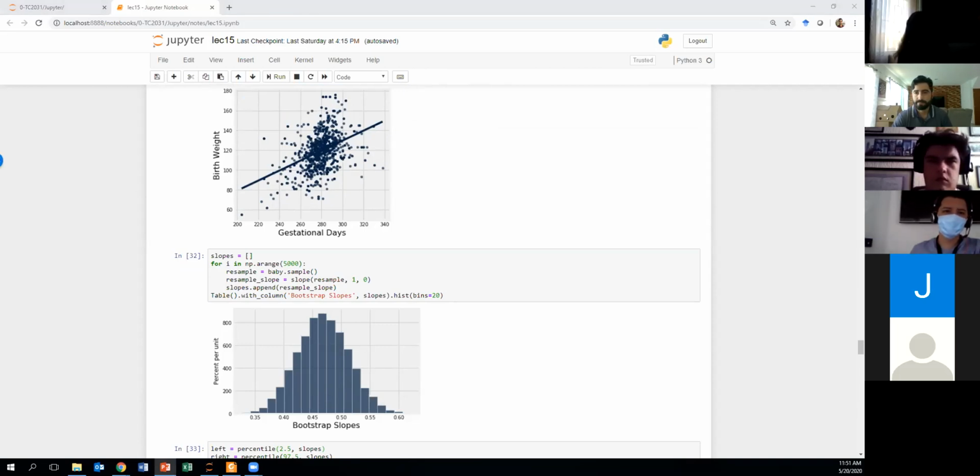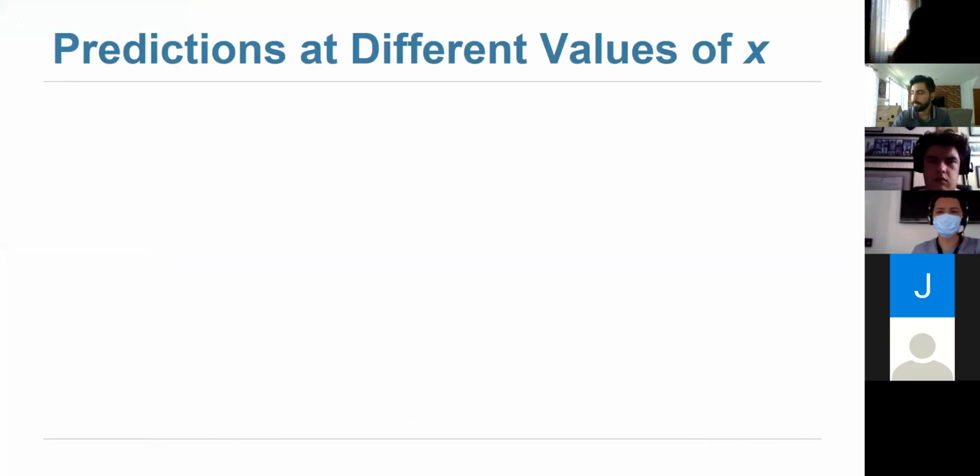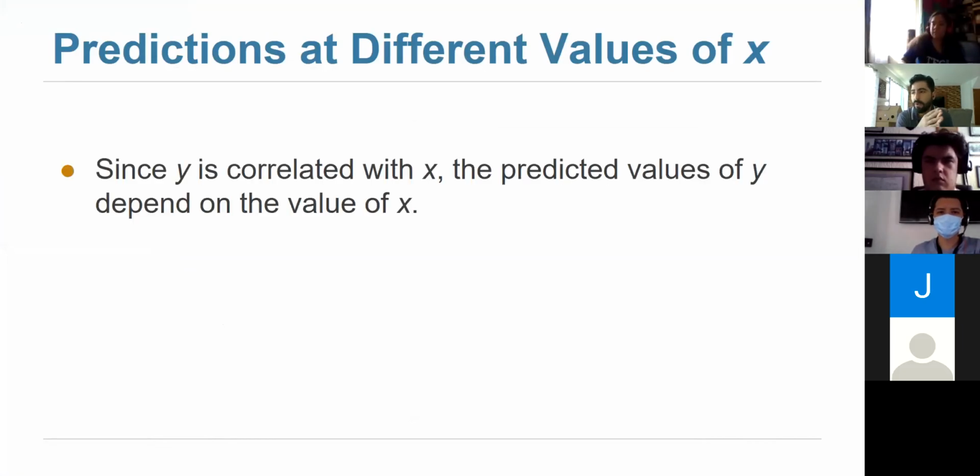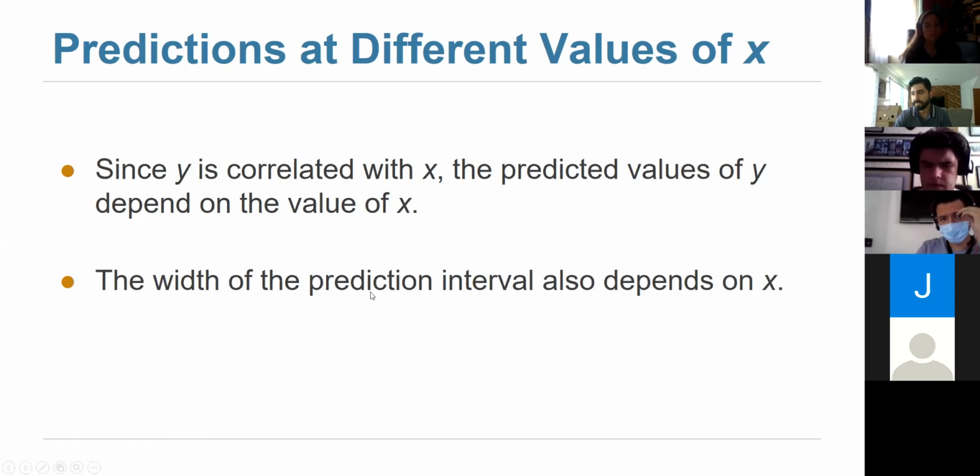Since y is correlated with x, the predicted value of y depends on the value of x, obviously, because there was some correlation. We calculated that r was not 0. That's why we can consider this. So the width of the prediction interval also depends on x.